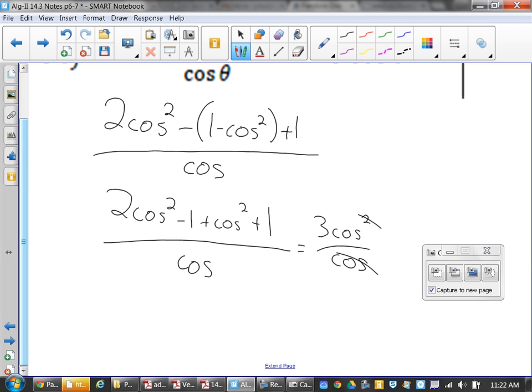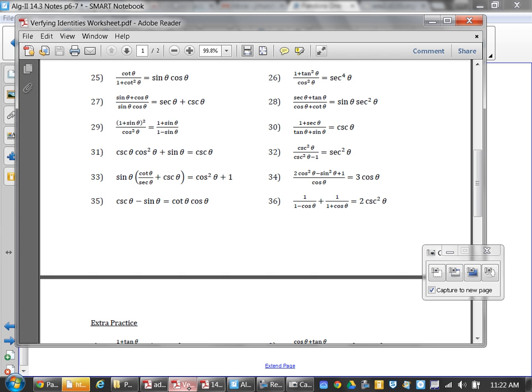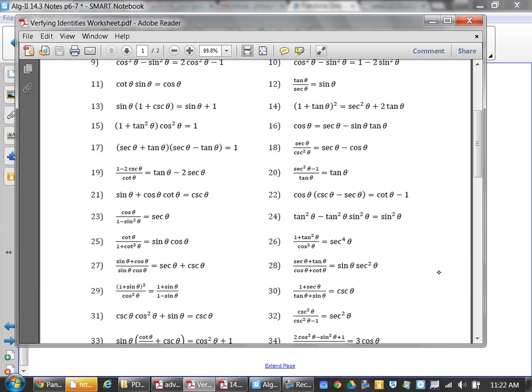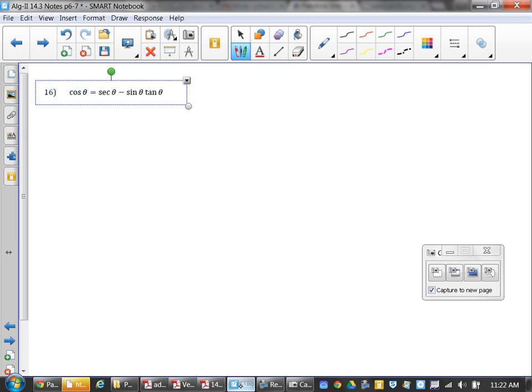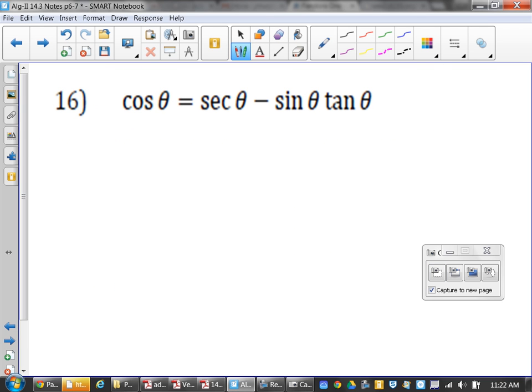I told you guys, go right to left on that one. 16 is the oddball of the whole sheet. If you put the cosine on the other side, it works really fast. On 16, I don't know if I told you, I thought I said it on your way out the door. Just do it that way.